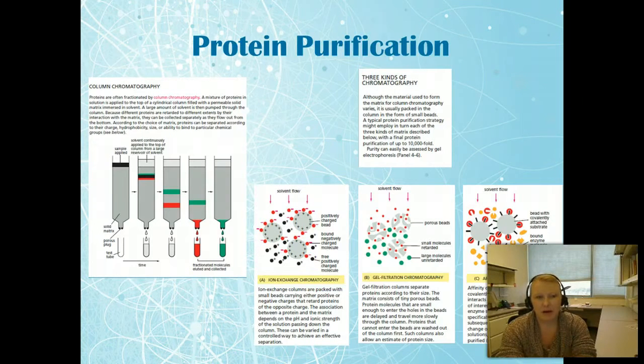And we use column chromatography as one of the key examples. And this is something you'll do in lab this semester. And there's 3 types of column chromatography. There's ion exchange chromatography, gel filtration chromatography, and affinity chromatography.